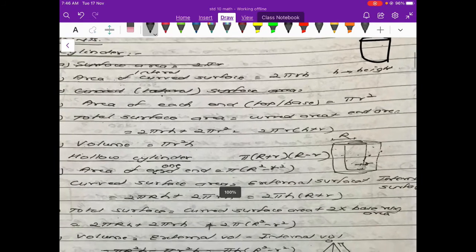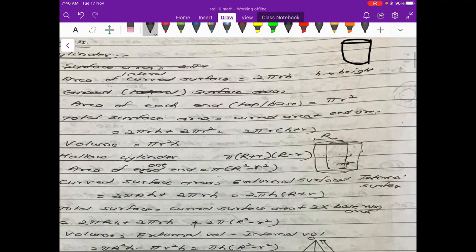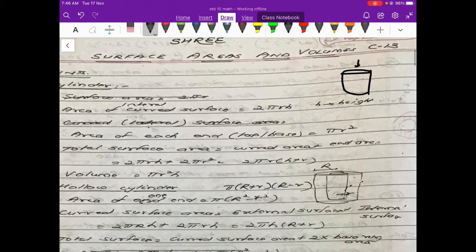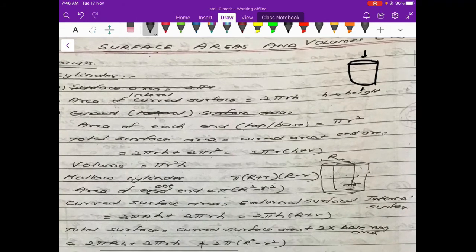So if you want the area of each top and base, this is the top and this is the base. It is πr² because they are circles. If you want the total surface area, it is nothing but the curved surface area plus the two top and bases. So this is 2πrh plus 2πr².